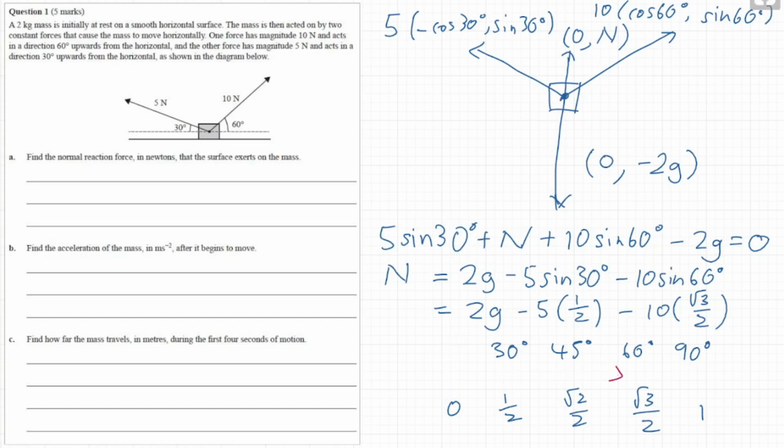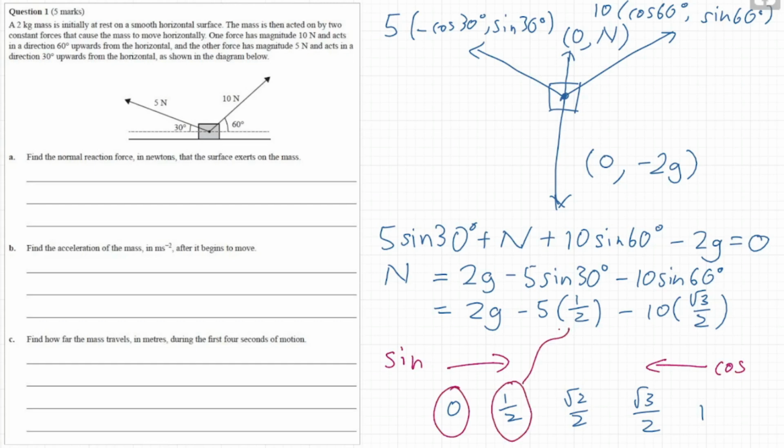Let's get rid of the angles, because they're easy to keep in our head. And what we'll do is put sine on the left here, and cos on the right-hand side here. And the idea is this. For sine, we start counting from the left. So sine 0 degrees is 0. Sine 30 degrees is a half. Sine 45 degrees is root 2 over 2. Sine 60 degrees is root 3 over 2. And sine 90 degrees is 1. And for cos, it's exactly the same, but we start counting from the right.